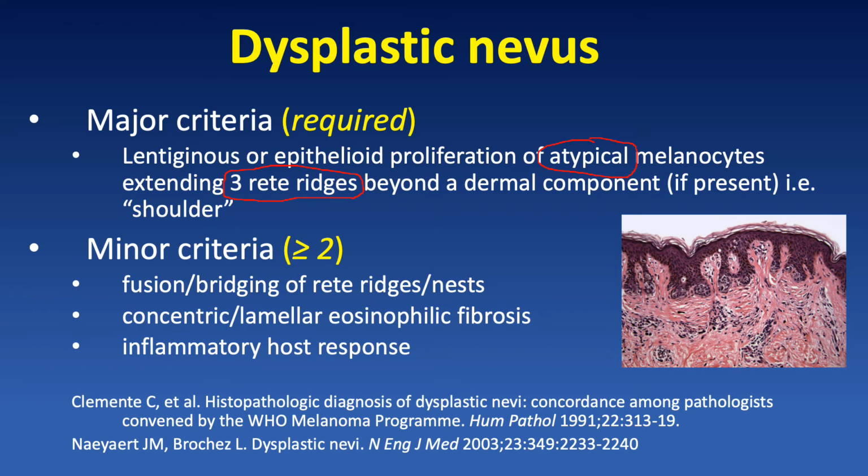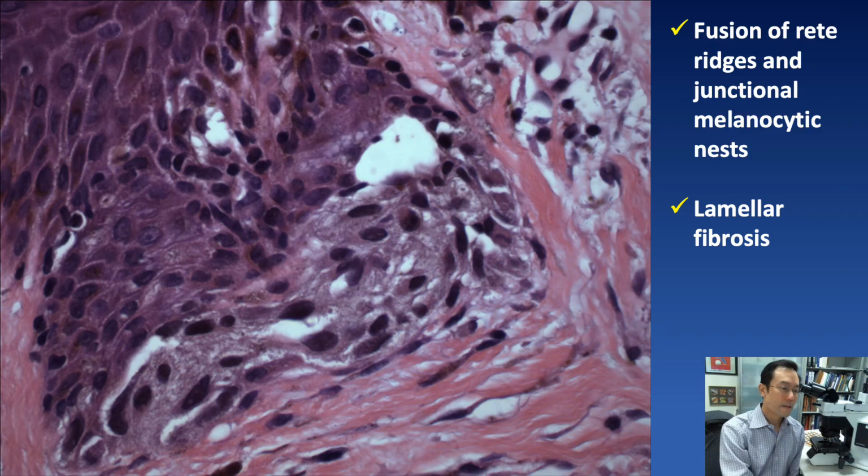They include fusion and bridging of rete ridges, associated lamellar or concentric fibrosis surrounding the bridged rete ridges and associated junctional nests, and then inflammatory host response. High magnification of fusion of junctional melanocytic nests between adjacent rete ridges. Note that the melanocytes exhibit cytologic atypia.